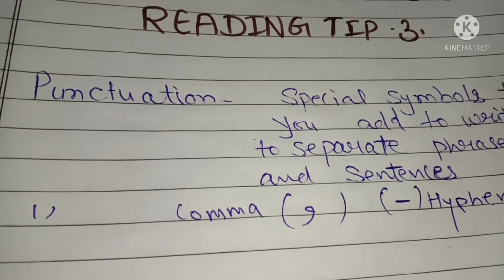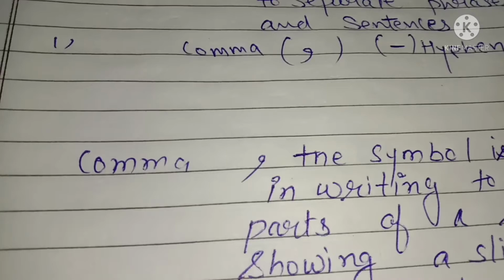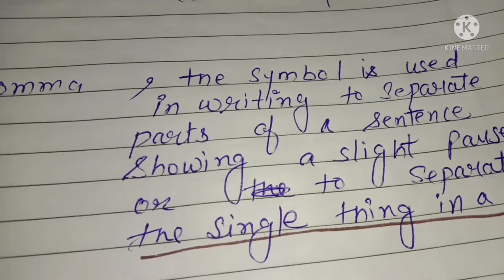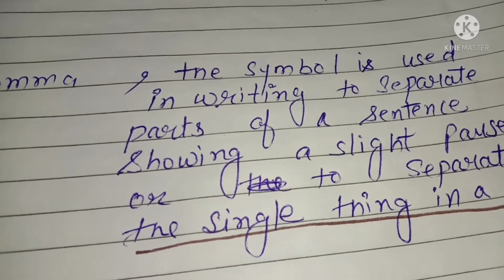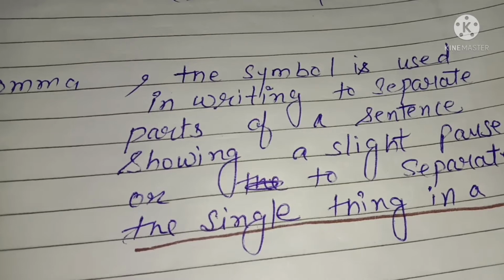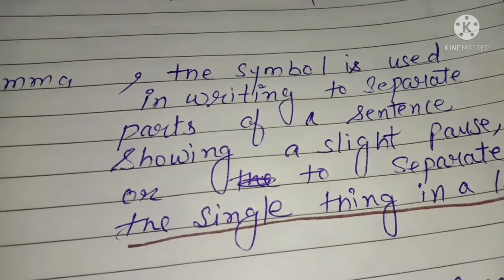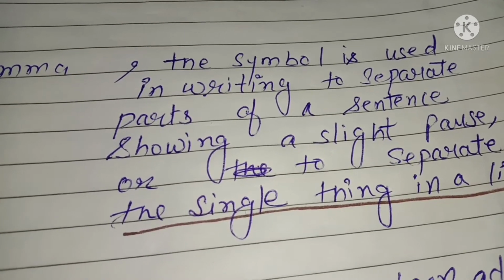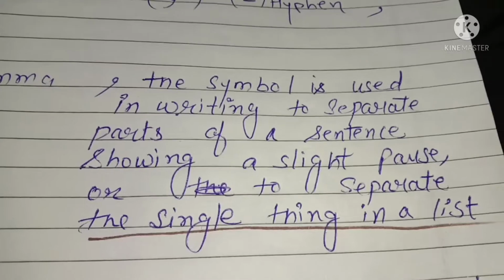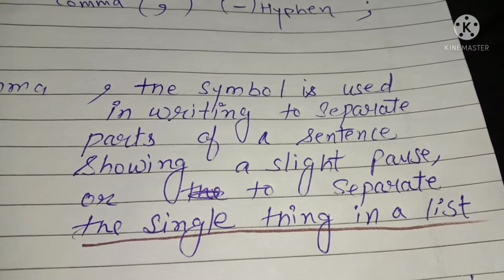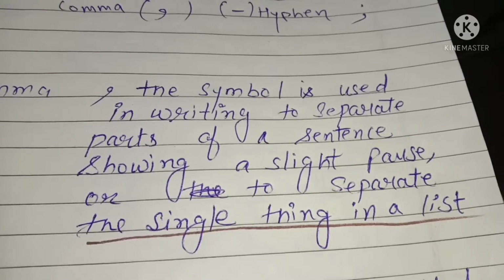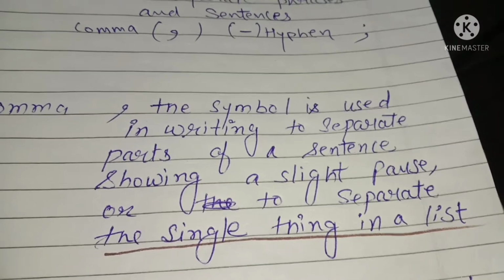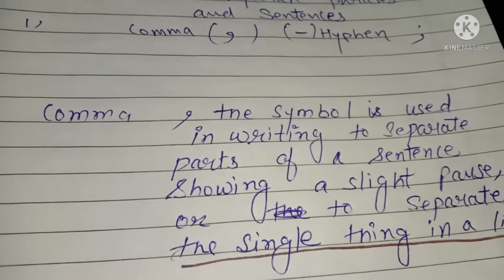Now first of all, we will understand what a comma indicates. The comma is a symbol used in writing to separate parts of a sentence. It is used to separate any part, showing a slight pause, and to separate a single thing in a list. Whatever the single thing is that is separated by the comma, that is your answer. So comma is very important.